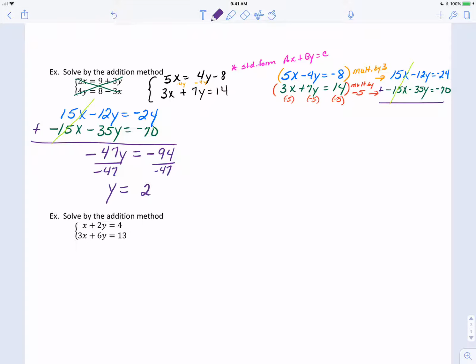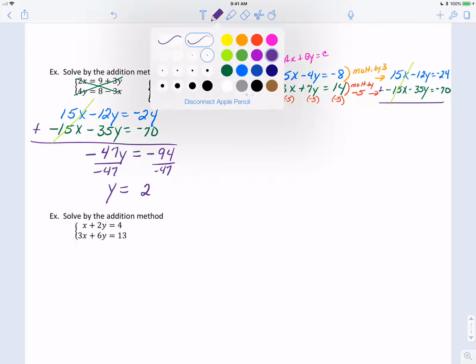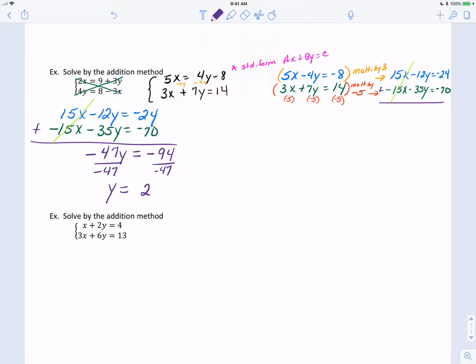And then always remember, you can use your calculator. Okay, so we know that y is 2. So we can go back and take either one of these equations. It doesn't matter which one. And it doesn't matter where I start. But I can just start with this one. 3x plus 7y is 14. Remember, we're not doing this one. Okay. And we're going to stick the 2 in for the y and solve for the x.